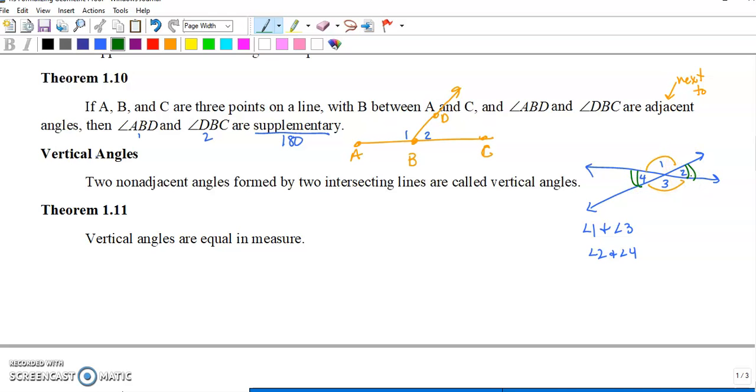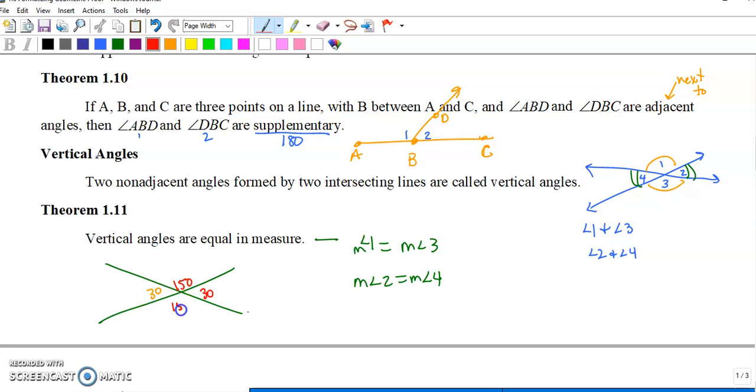And vertical angles are equal in measure. So in that same picture, this would tell us the measure of angle 1 is the same as the measure of angle 3. The measure of angle 2 is the same as the measure of angle 4. So anytime we have those two intersecting lines, if we know one of those angles, we can easily come up with the rest. If I know that this is a 30-degree angle, then I know this one is 30. And I also know that to make a straight line, I need 180, so that's 150, and this is 150. So once I get that one, I can get the others.